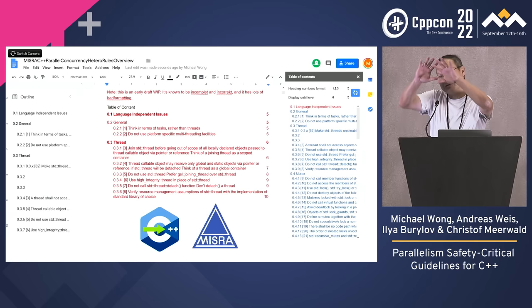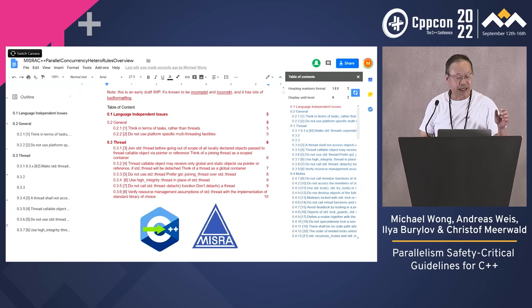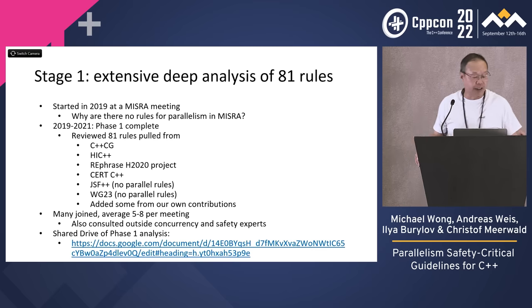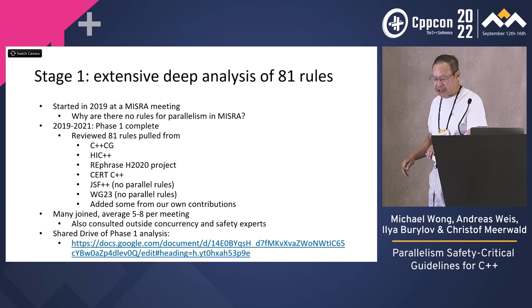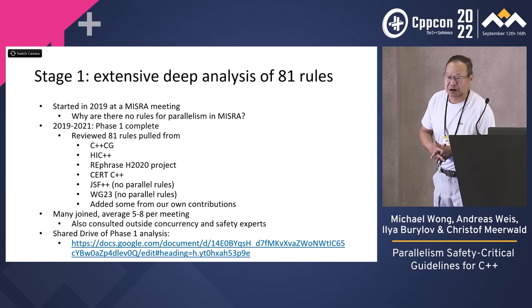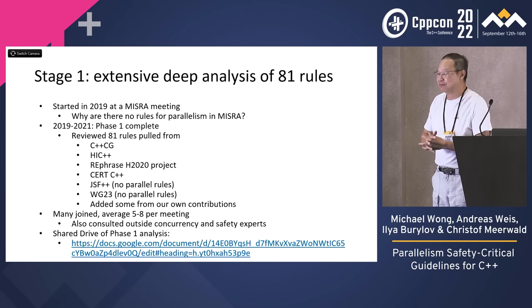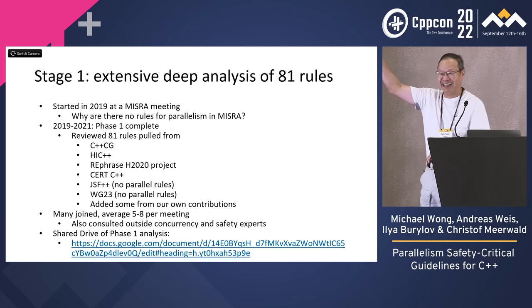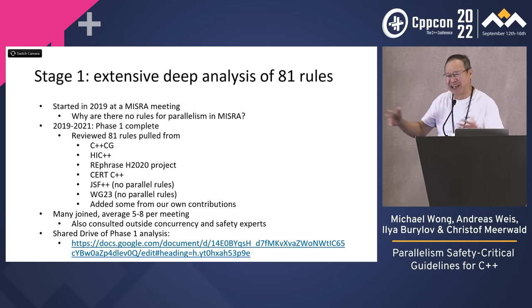Originally, this started under the umbrella of MISRA, but we decided that it was good to be able to do it for both Core Guidelines and MISRA. So when we started, in 2019, with the simple question, why are there no rules for parallelism in MISRA? Well, the answer was, nobody kind of had the skills to work on it. And we said, well, we do. Or at least we think we do. You guys be the judge of that.